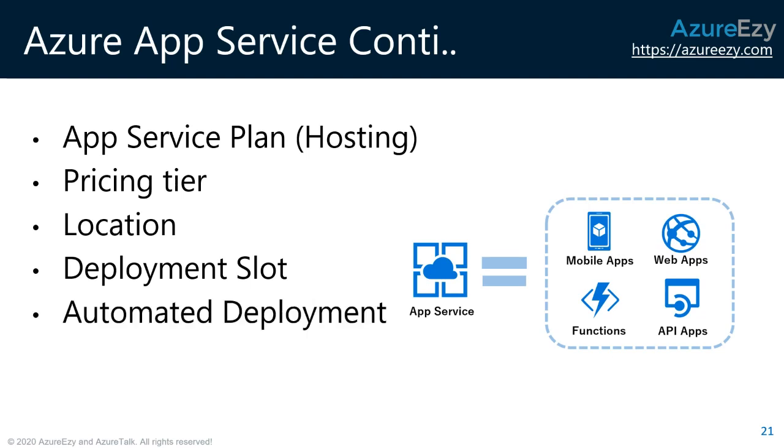And automated deployment: app service supports CI/CD out of the box. You can configure CI/CD with Azure DevOps services or any other CI pipeline services such as Jenkins, and you can establish the automated deployment to this service with minimal effort. It is very much out of the box.